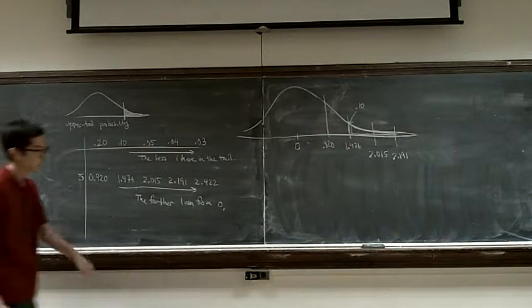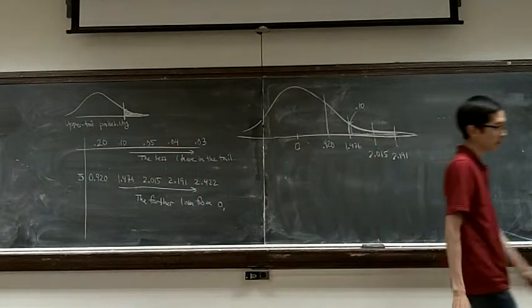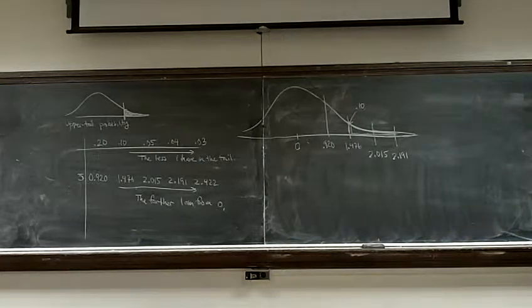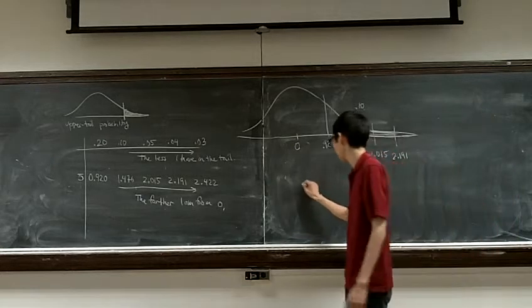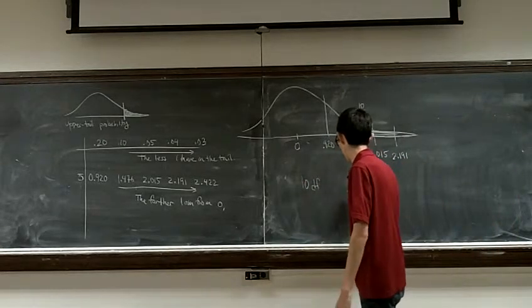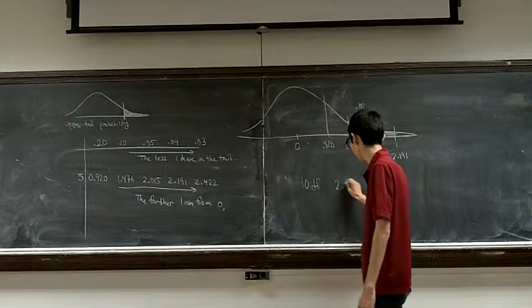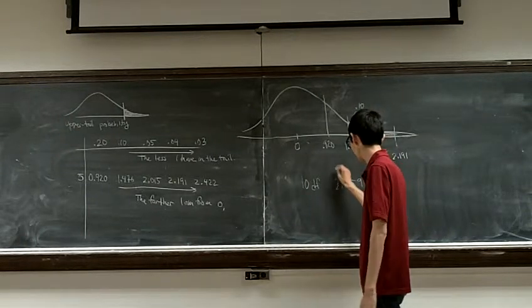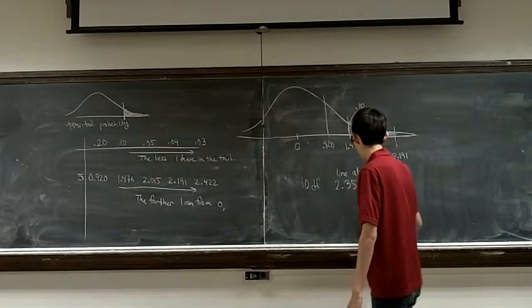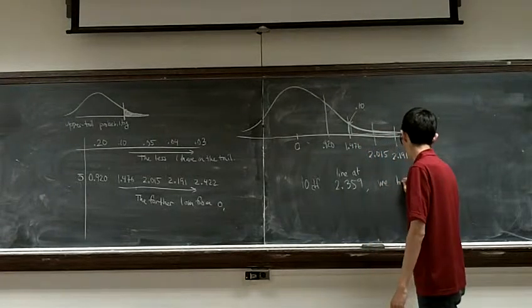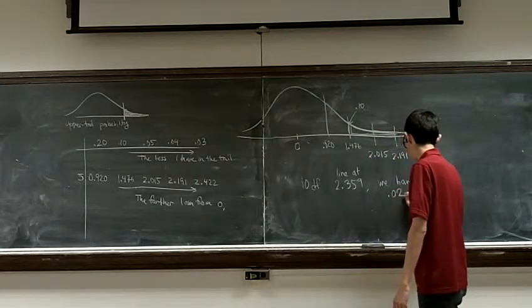Alright, so just a quick check. If we had a t distribution with 10 degrees of freedom, how much is shaded beyond the line 2.359? 2%. So at 10 degrees of freedom, what did I say? 2.359. So if I draw a line at 2.359, we have 0.02 beyond the line.